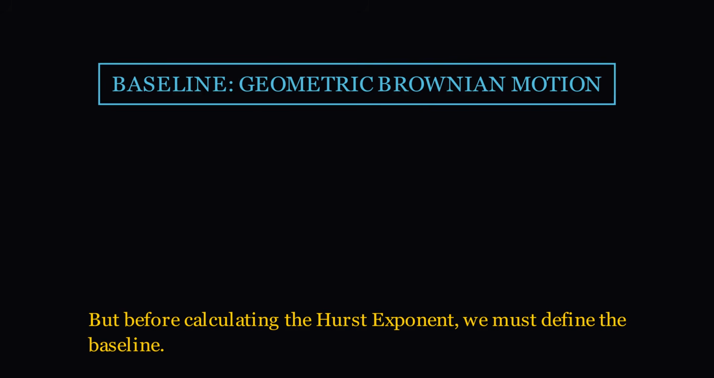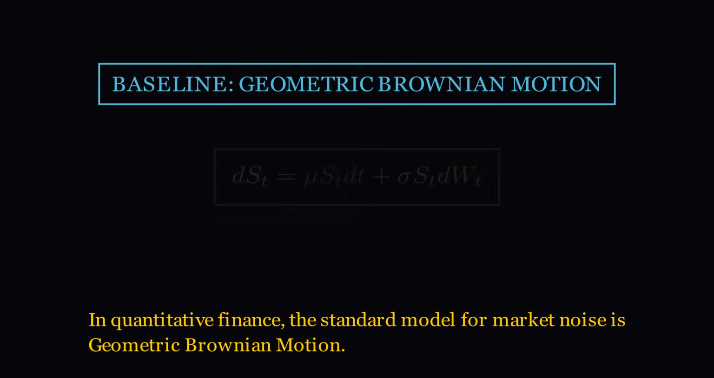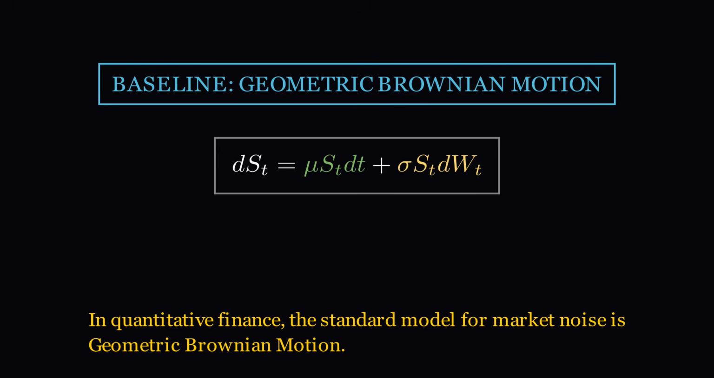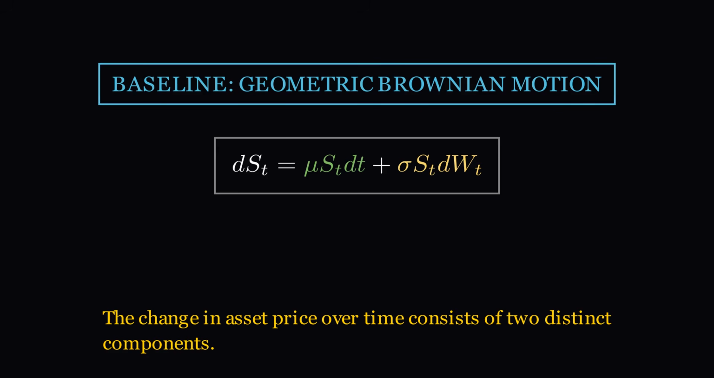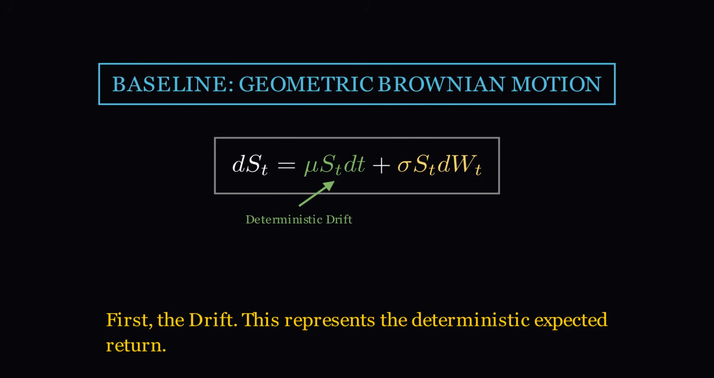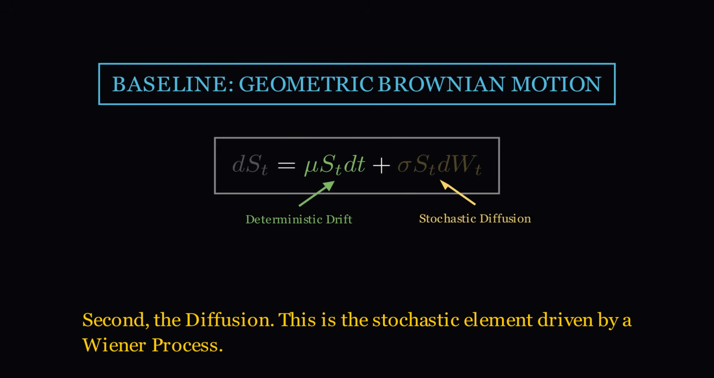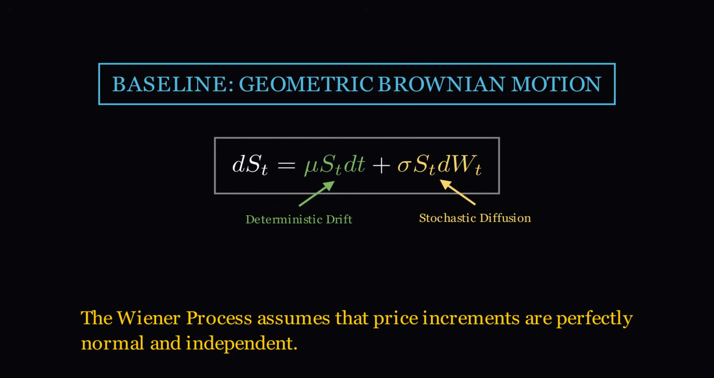We left off needing a dimensionless metric to escape the trap of variance. But before calculating the Hurst exponent, we must define the baseline. In quantitative finance, the standard model for market noise is geometric Brownian motion. Let's deconstruct the stochastic differential equation governing this behavior. The change in asset price over time consists of two distinct components. First, the drift. This represents the deterministic expected return. Second, the diffusion. This is the stochastic element driven by a Wiener process. The Wiener process assumes that price increments are perfectly normal and independent.